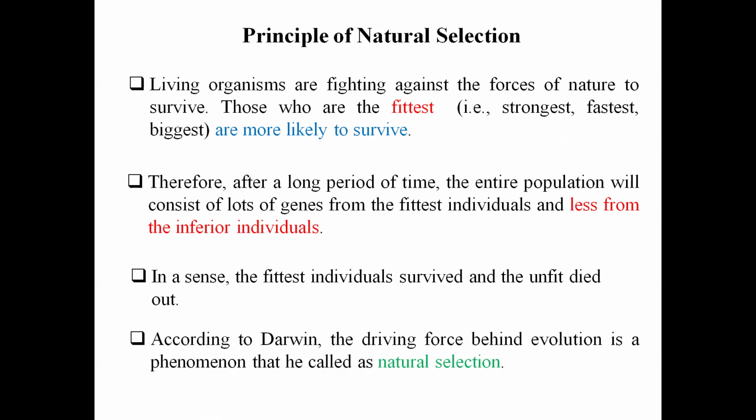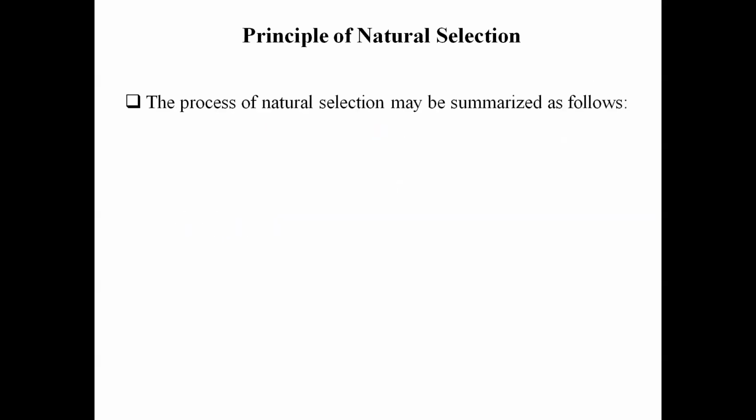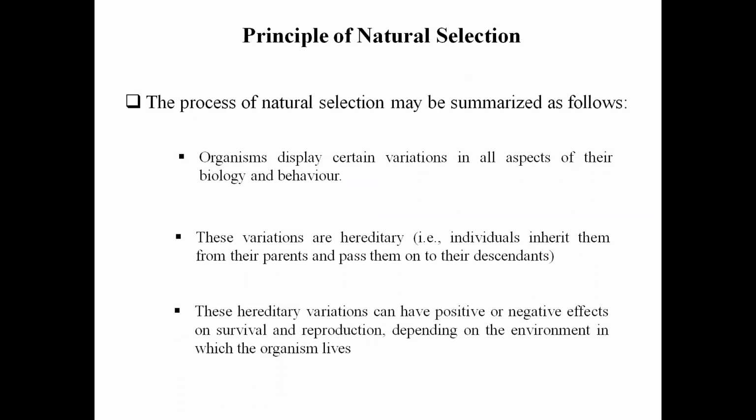According to Darwin, the driving force behind evolution is a phenomenon that he called natural selection. Natural selection can be summarized as follows. All organisms display some variations in all aspects of their behavior as well as their biological characteristics, and these variations are hereditary. That means you pass them from the ancestors to the descendants.